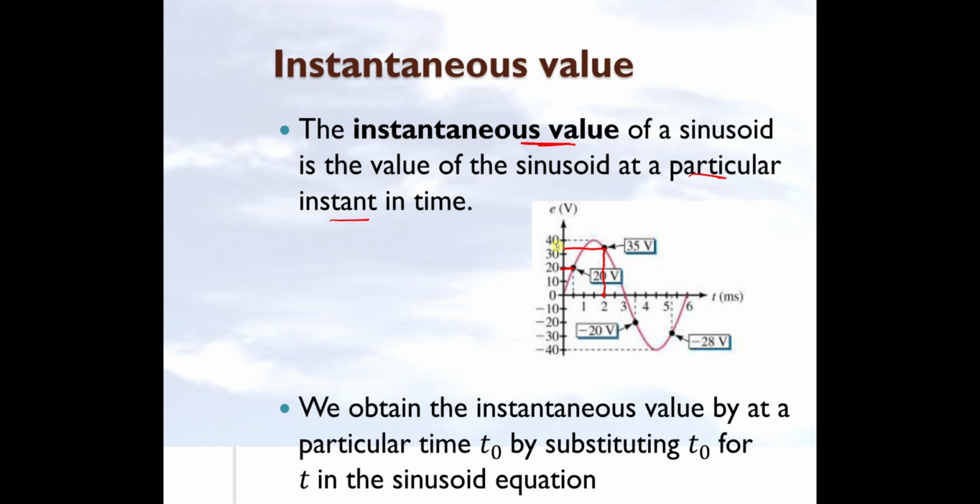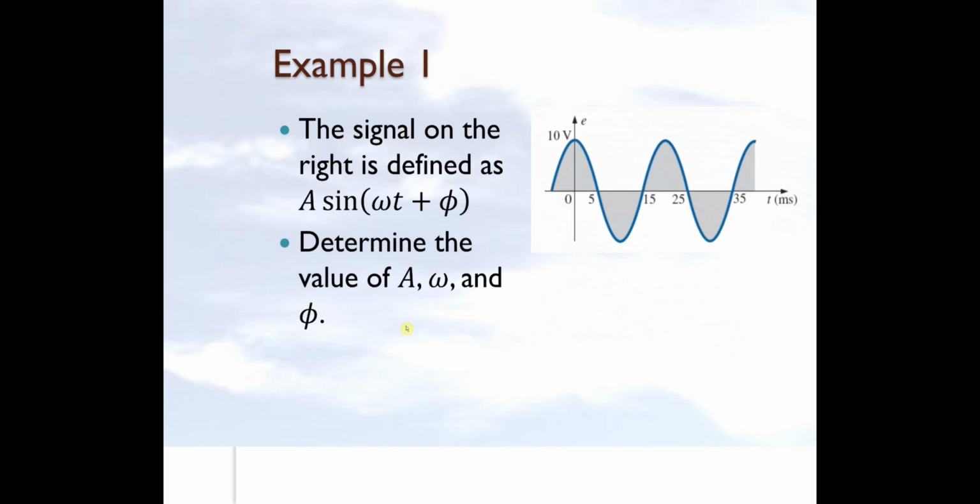So how do we obtain it? If I ask you to give me the instantaneous value at time t naught, you simply plug time t naught into the expression that you have for the sinusoid. So the expression is a cosine of omega t plus phi. If you'd like to get the instantaneous value at t naught, you plug in t as t naught here and solve for this function. Okay, so let's wrap up with a couple of examples to reinforce those definitions.